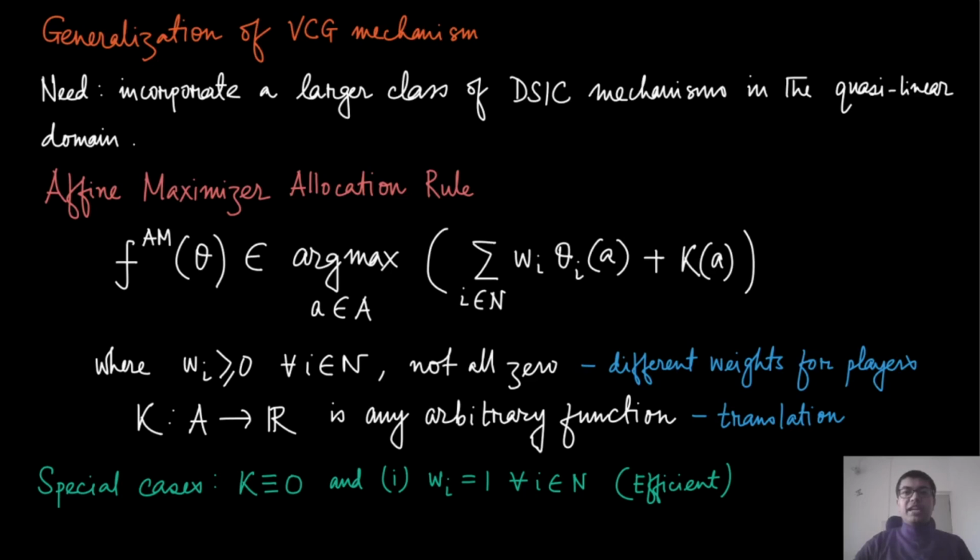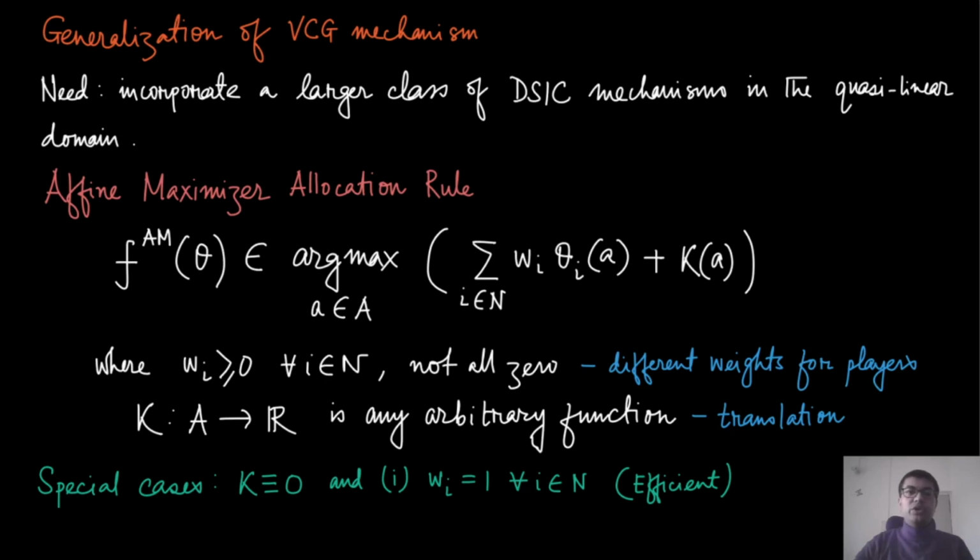In the context of mechanisms with money, we have discussed one important class of mechanisms called the Groves class of mechanisms. And one special mechanism in that class is called the VCG mechanism, which we have discussed in certain detail. Now, both the Groves class of mechanisms and VCG implement the same allocation rule, which is the efficient allocation rule.